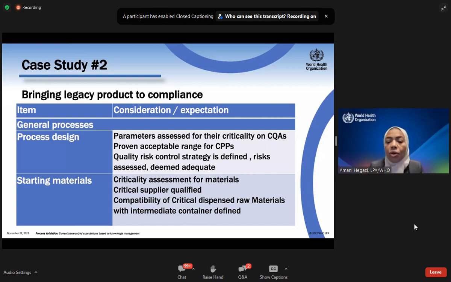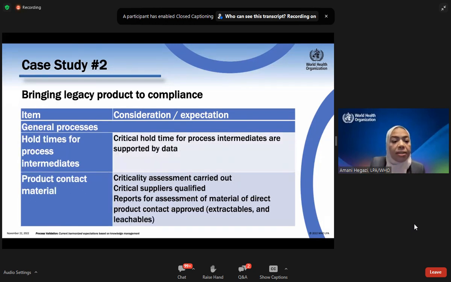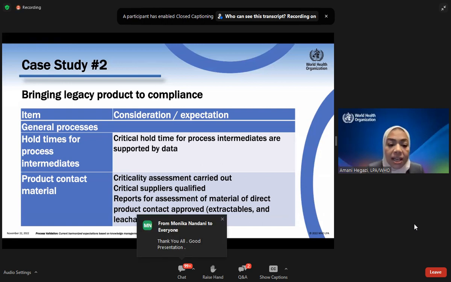Gaps of the starting material. So criticality assessment of the material should be implemented. A critical supplier qualification program should be in place to assess the supplier performance, and compatibility of critical dispensed raw material with an intermediate container is defined. Hold times of the process intermediates that are critical are supported with data, and the studies are there to ensure that these hold times are validated.